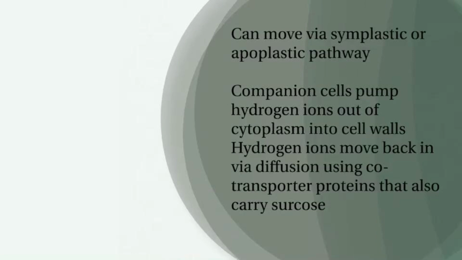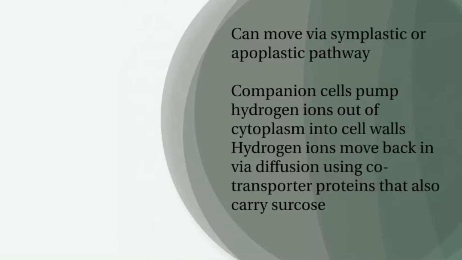So if the sucrose is taking this pathway, then modified companion cells, which are called transfer cells, pump hydrogen ions out of the cytoplasm via a proton pump, and this pumps the hydrogen ions into the cell wall. This requires ATP because this is an active process, so it's going against the concentration gradient, so it requires energy. So then the large concentration of hydrogen ions in the cell wall of the companion cell causes the hydrogen ions to want to move down their concentration gradient back into the cytoplasm of the companion cells. As the hydrogen ions move back in, they go via a co-transporter protein.